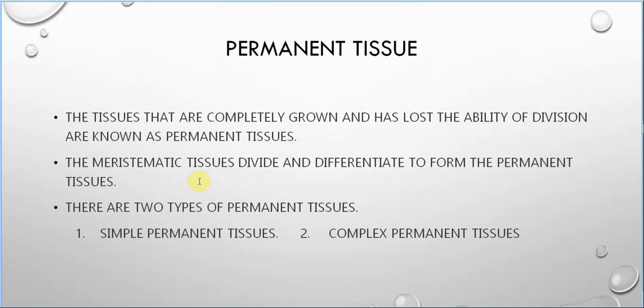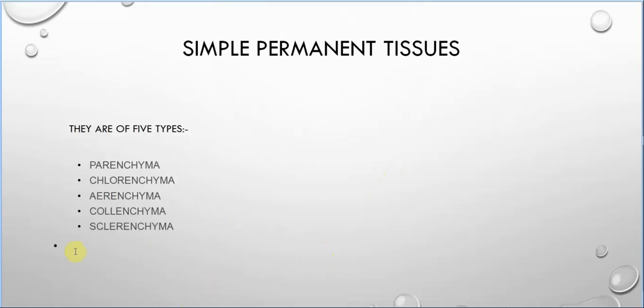The meristematic tissue divides and differentiates to form permanent tissue. That means the permanent tissue, where do they arise from? This permanent tissue arises from the meristematic tissue. So there are two types of permanent tissue: number one, simple permanent tissue, and number two, complex permanent tissue.